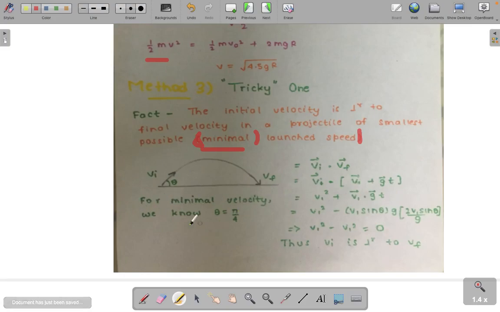So we know that for minimal velocity, the projectile on the ground, theta should be equal to 45 degree or pi by 4. So for finding the angle between them, we are just dot producting the initial and final velocity. So the initial velocity is vi and final is vf. So vi dot vf, where vf could be written as vector vi plus vector g times t. So on dot producting, we get vi square, as these are in the same direction. So vi dot vi gets vi square, and we have to finally solve what is vi dot g.